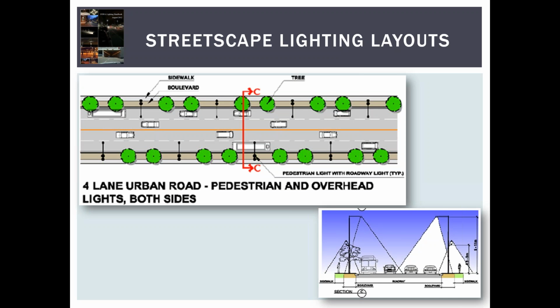This example shows overhead lights on both sides of the street supplemented with pedestrian scale lights on both sides of the street. Pedestrian scale lighting may not be needed with overhead lights as long as the light falls onto the sidewalk area and is not blocked by the trees.